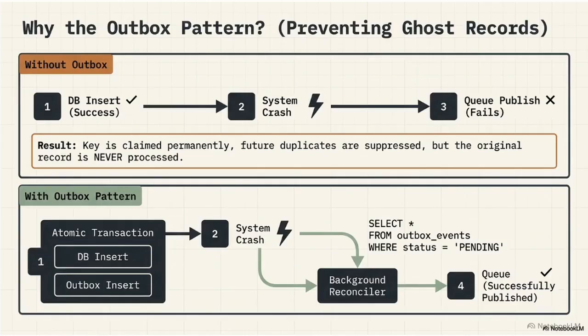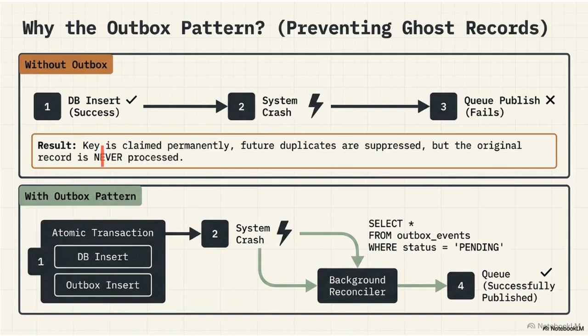This flowchart illustrates the critical failure state known as the dual write problem. Look at the top section labeled Without Outbox. If the database insert succeeds at step 1, but the system crashes before publishing to the message queue, you generate a permanent ghost record. The database has claimed the key, blocking future retries, but the processing instructions never reach the workers. Shift your focus to the bottom section, labeled With Outbox pattern.